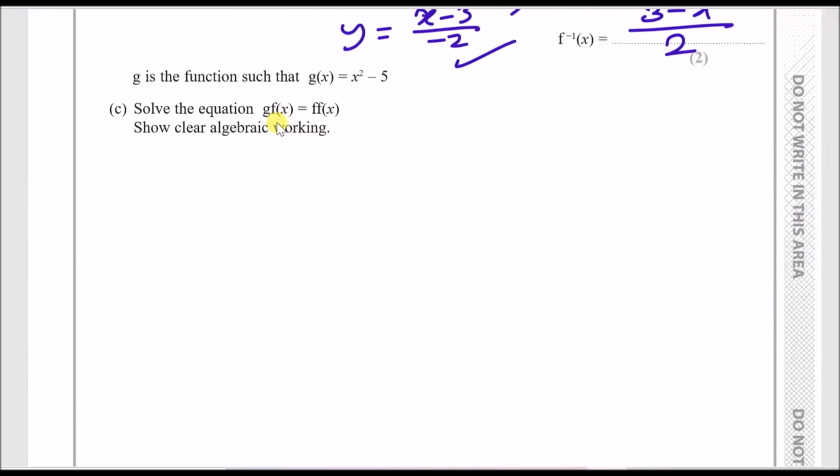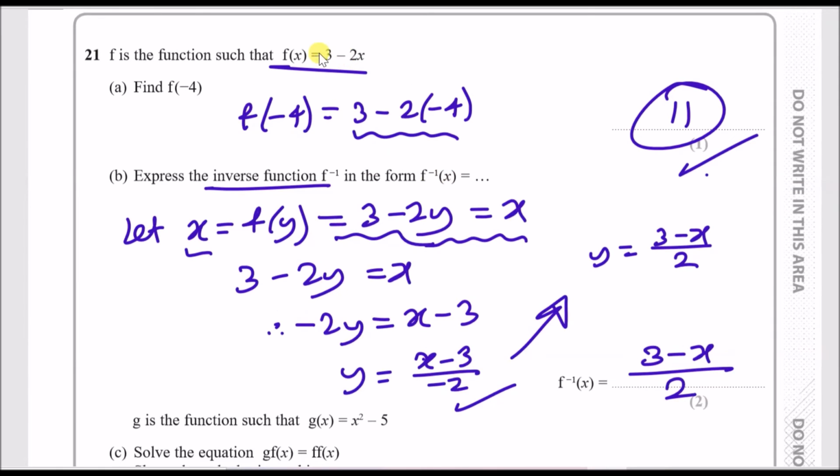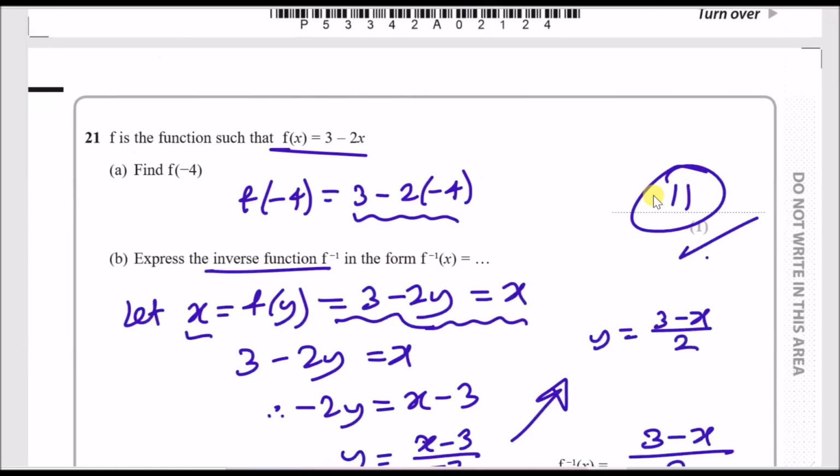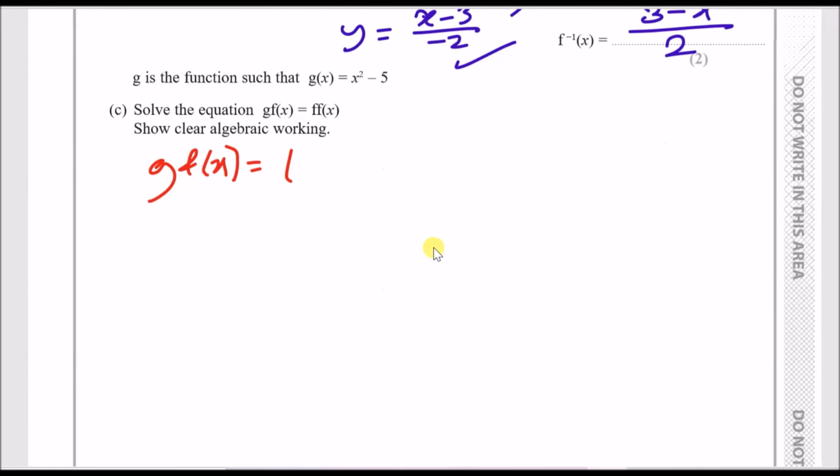All right, what does this mean? gf(x) means that f has gone inside g. In other words, in this function x squared, this x is being replaced with this entire f function. So we say, all right, that's your f, that's your g. So gf(x) is basically, instead of x squared, it's going to be the f function, 3 minus 2x, squared.